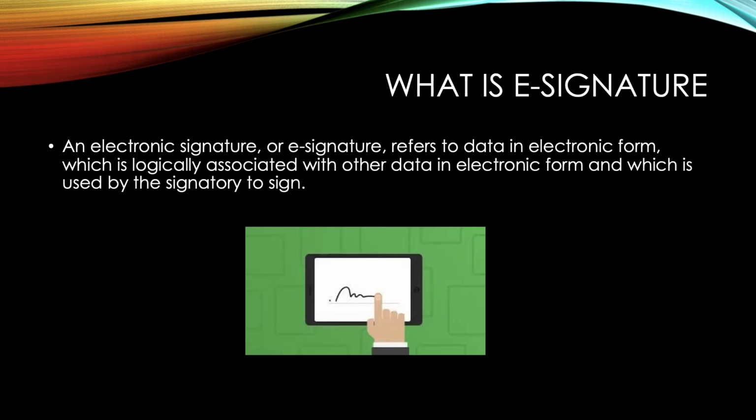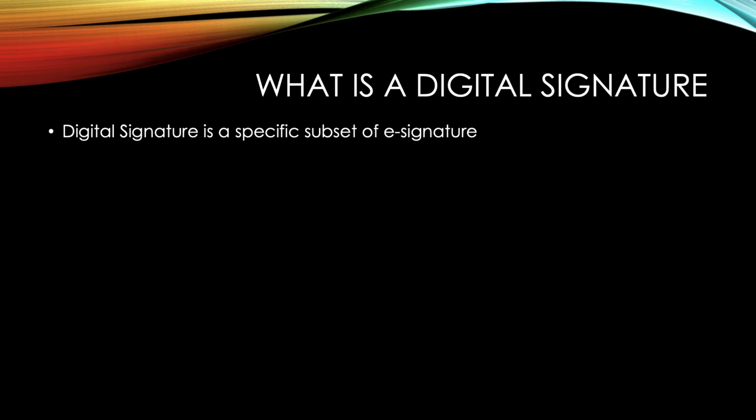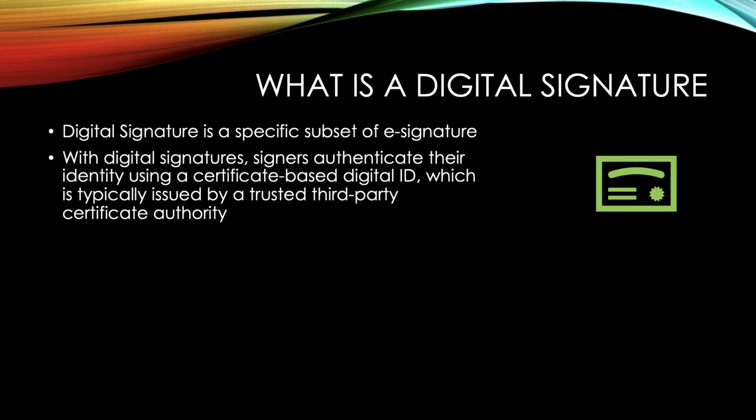So, what is an e-signature? In the most basic definition, it is just a signature in electronic form. And what is a digital signature? Well, a digital signature is a specific subset of e-signature. With digital signatures, you actually sign with a certificate-based ID, which is issued by a trusted third-party certificate authority.